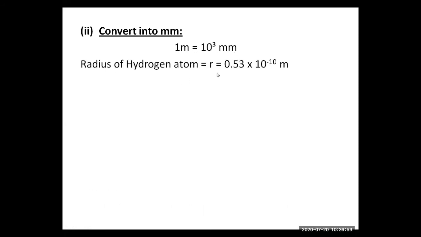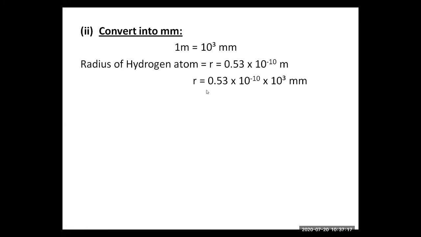Now the next conversion is convert into millimeter. Millimeter is much smaller as compared to centimeter. That's why we will write 1 meter is equal to 10 raised to the power 3 millimeter. After that, we will write the given, R is equal to 0.53 multiplied by 10 raised to the power minus 10 meter. After that, we will multiply it. So, R is equal to 0.53 multiplied by 10 raised to the power minus 10 multiplied by 10 raised to the power 3.